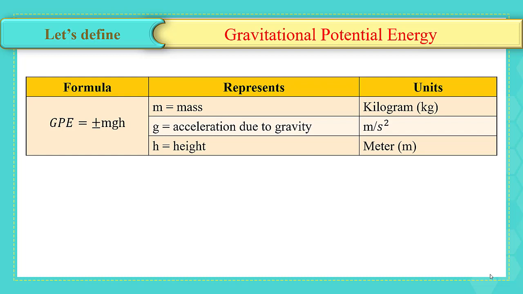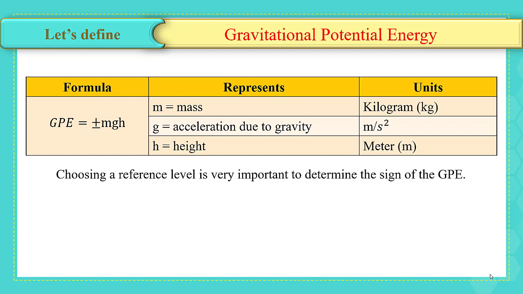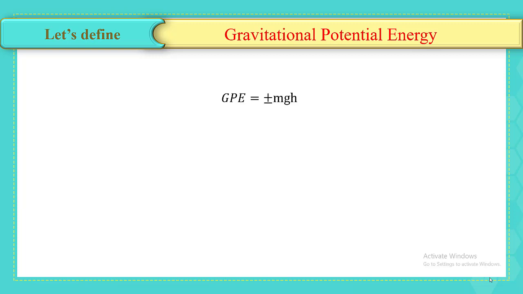the object and its unit is kilogram, g is the intensity of gravity and its unit is meter per second squared, and h is the height of the object with respect to a certain reference and its unit is meter. Also, it's very important to choose a reference level in order to determine the sign of the gravitational potential energy. The plus or minus sign in the expression of the gravitational potential energy depends on the position of the object with respect to the chosen reference level.